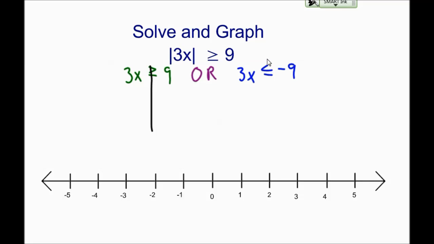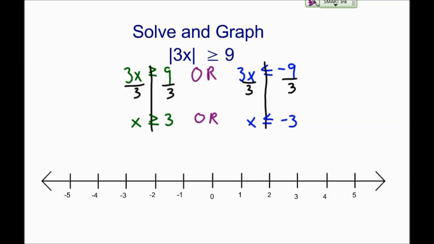Then I go ahead and solve it. Here I'm going to divide by 3, divide by 3, divide by 3. So this gives me x is greater than or equal to 3, and x is less than or equal to negative 3. So I've solved it, and I've got to remember to write my or. Then I'm going to go ahead and graph it. This says x is greater than or equal to 3. So I'm going to come over here, greater than or equal to. This says equal to, meaning 3 is a solution.